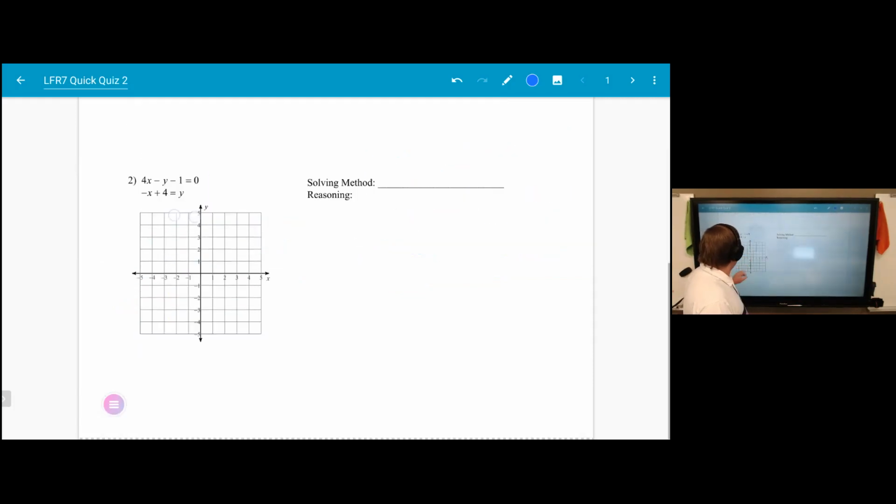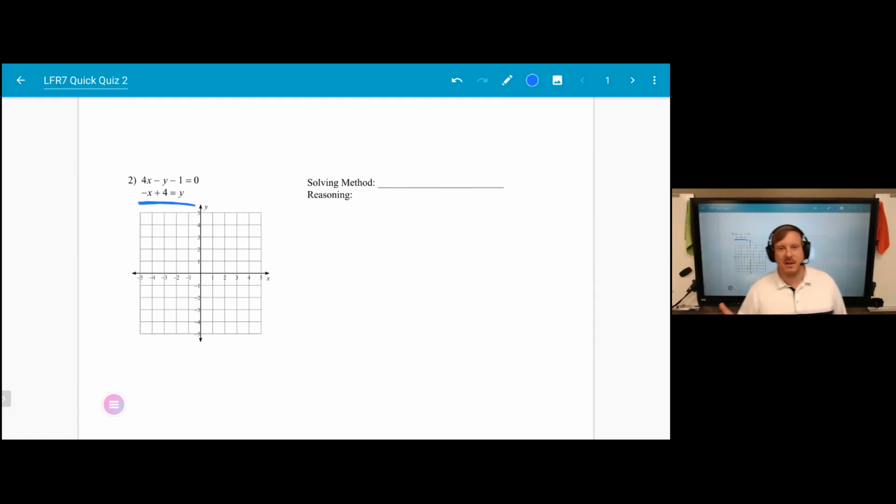Number 2. I've got 4x minus y minus 1 equals 0 and -x plus 4 equals y. Well, I am seeing something right here. Again, you can choose whatever method you want. You just have to do all the methods at least one time. For efficiency's sake, that second equation's already solved for one variable. So in my mind, I'm already thinking substitution. I'm going to use substitution. If you pick graphing or elimination, that's completely fine. Just tell me why and then do it.